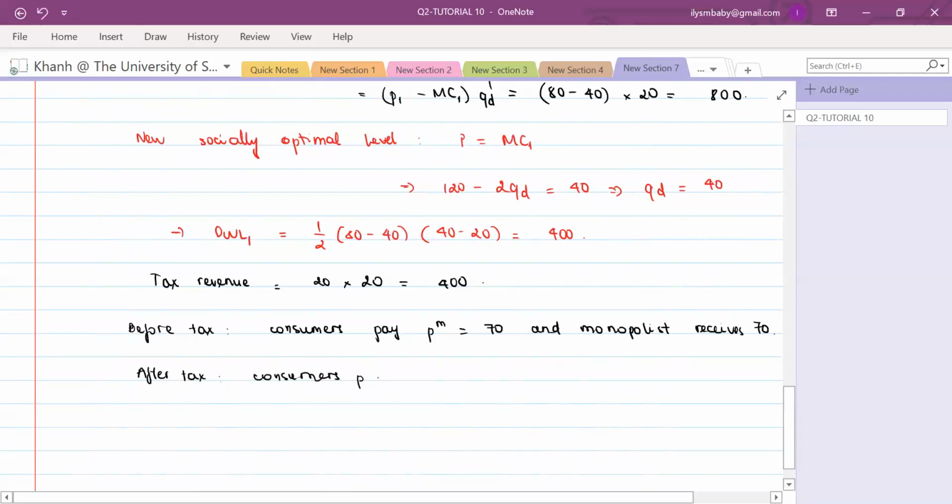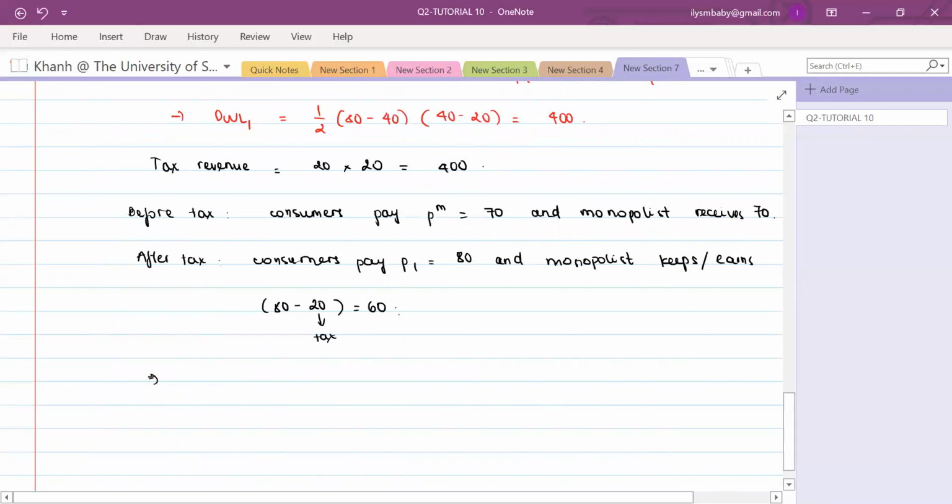Now after tax, how much does the consumer pay? They pay the new price, which is P1 equal to 80. And how much does the monopolist get to keep? The monopolist is going to take $80 from the consumer. However, they do not keep all of it. They are going to pay $20 tax to the government. So the monopolist earns $80 minus $20 of tax to the government, so they only get to keep $60 for themselves. Therefore, compared to before tax, consumers are paying $10 more, and the monopolist is getting $10 less. That contributes to the $20 paid to the government.